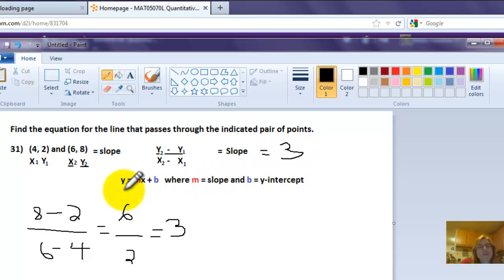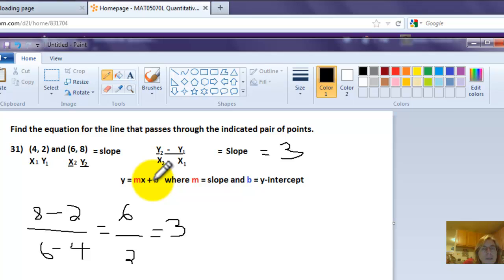Now we want to figure out what B is. The y point is not B. B is the y-intercept, so it is only y where x is 0. This x here is 6, so this point is not necessarily crossing the y-axis. Neither does this point. If x were 0 and y was 8, that would be the y-intercept.